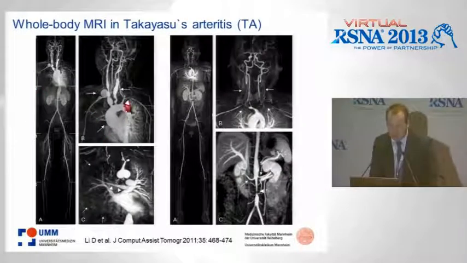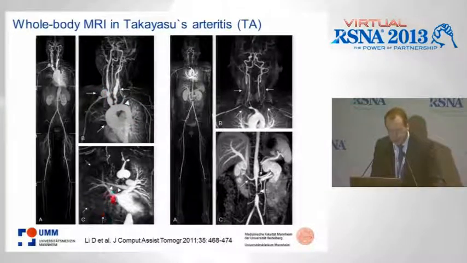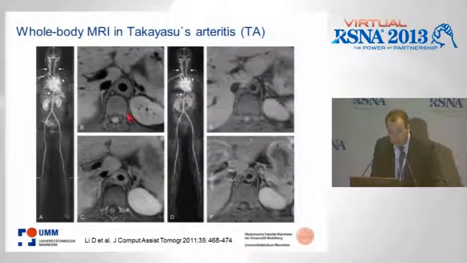And here's an example where you have massive aortic arch involvement, but also this is the type 4, where the pulmonary artery is involved with lack of perfusion here. And then you see the typical abdominal involvement with this tapering stenosis. And then if you look in high resolution, you also see this thick inflammatory vessel wall around the aorta.